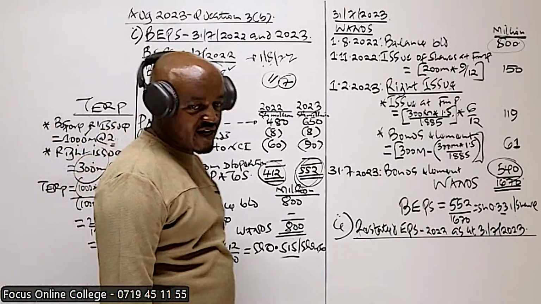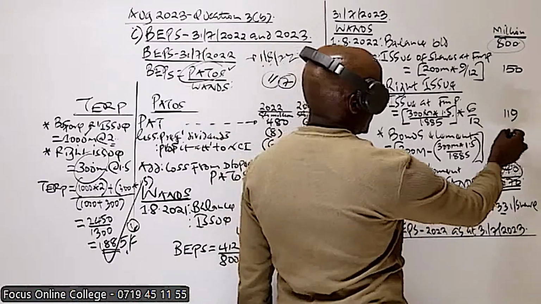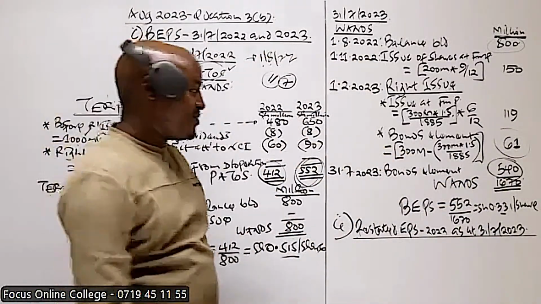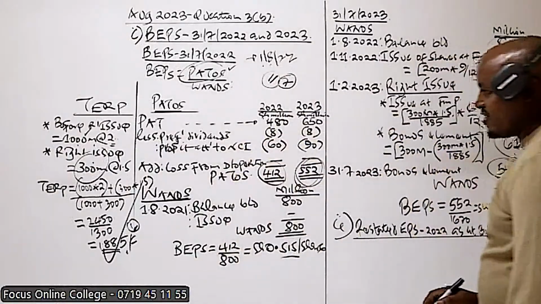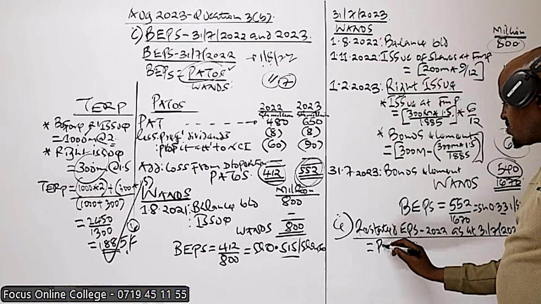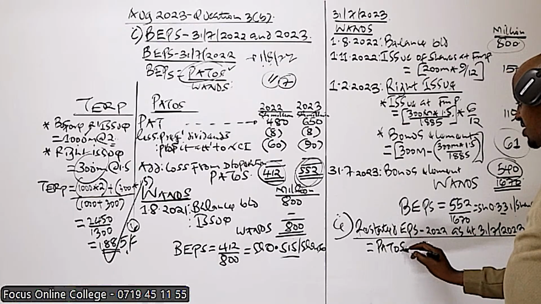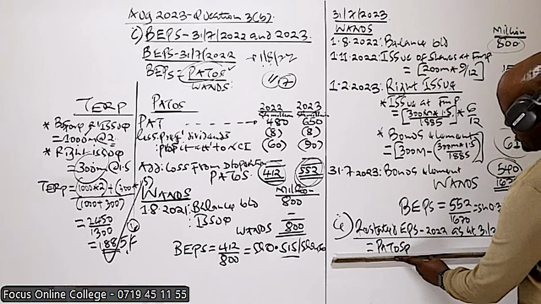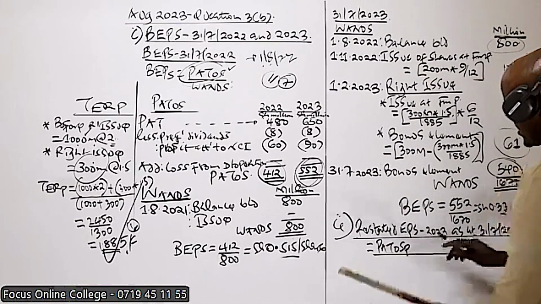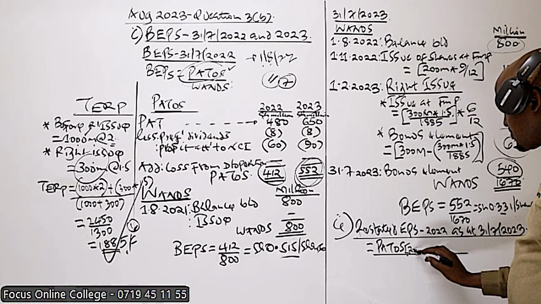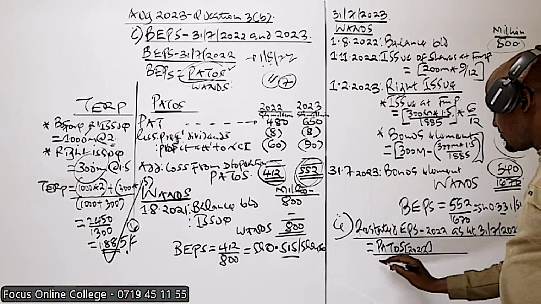Do we have another bonus element? Yes, we also have this one. So that's why we have to adjust the earnings per share of the previous year. Recall the formula which I've given you for adjusting the earnings per share. I've said we take the PATOS, and I hope you can remember this, for the previous year, which is 2022. We divide that by the 1/0.